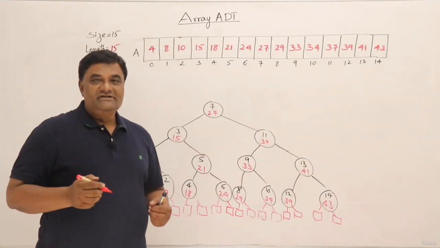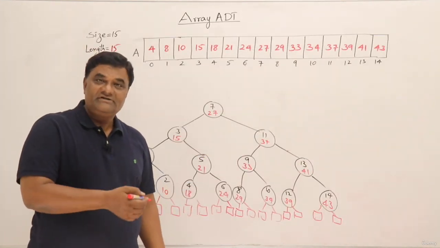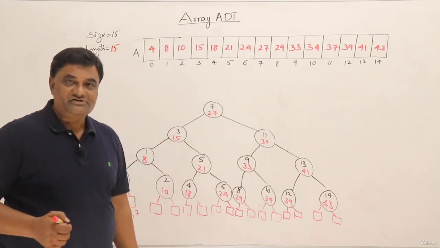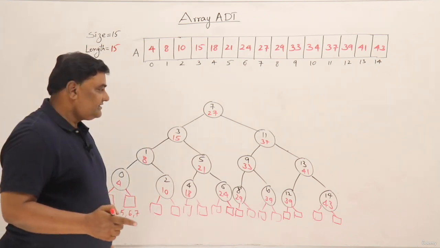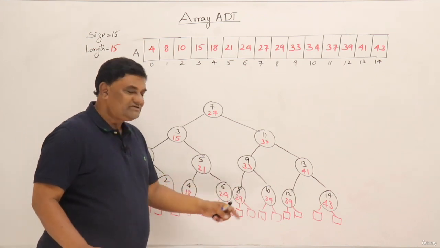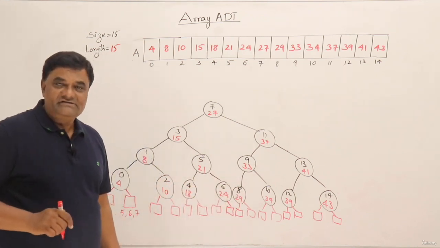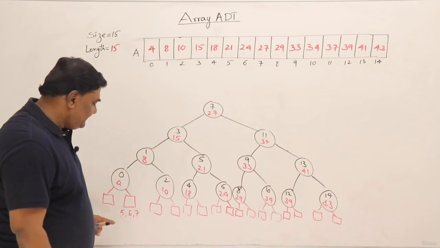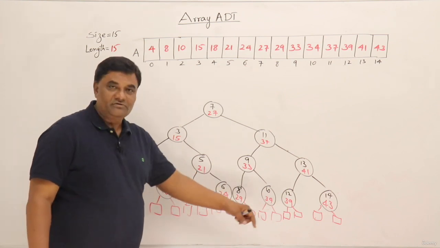Let us do average case analysis for successful search as well as unsuccessful search. Successful search is if the element is found. That is represented by these circular nodes. And unsuccessful search is if the element is not found. That is represented by these square nodes.